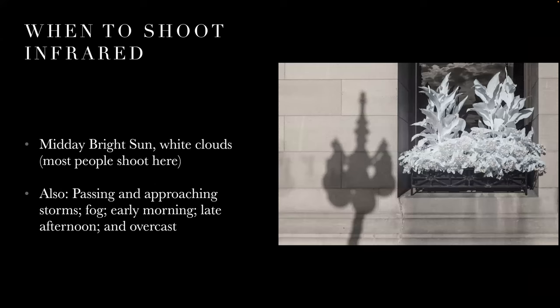Now, when should you shoot infrared? Most people think infrared is midday, bright sun, white clouds, and that's fine because it gives us the opportunity to shoot in the middle of the day. But you can shoot infrared at any time. You're just going to get a different look. So if it's an overcast day, or there's storms or fog, early morning, late afternoon, sometimes people even photograph infrared at nighttime, you know, blue hour. And I've even seen people do astrophotography of the Milky Way with an infrared camera.